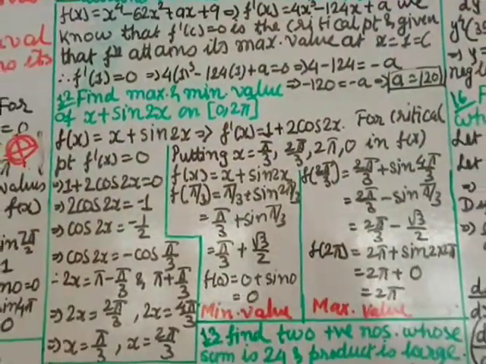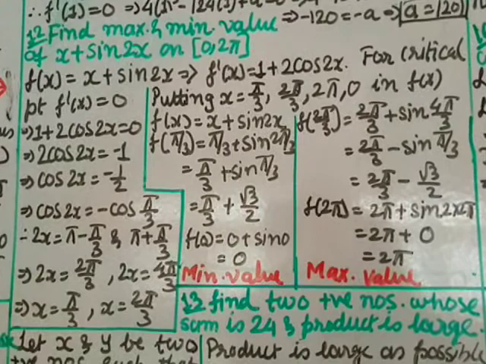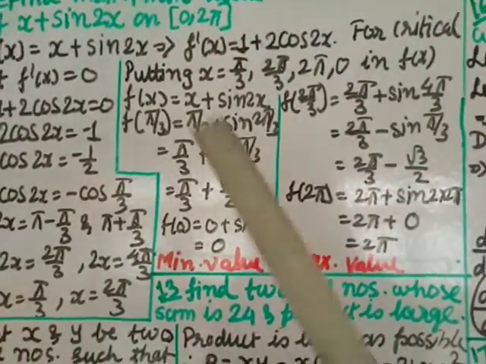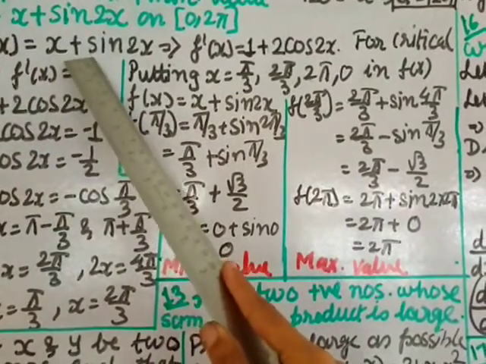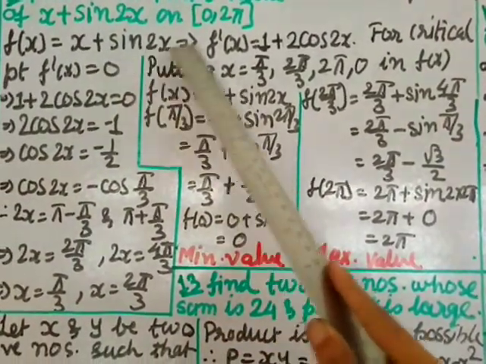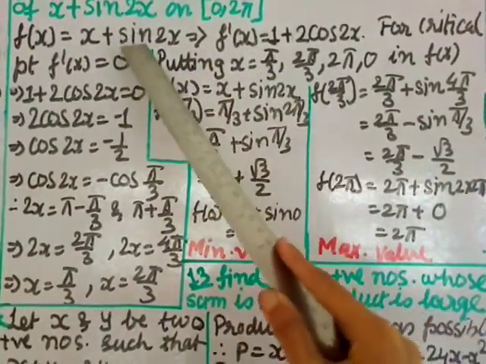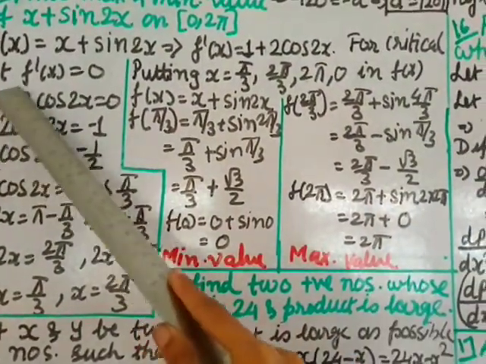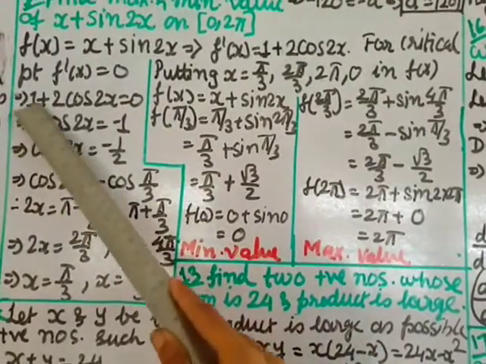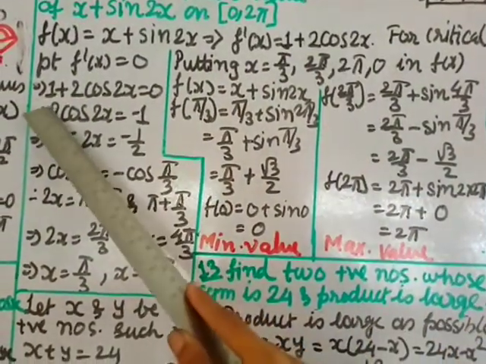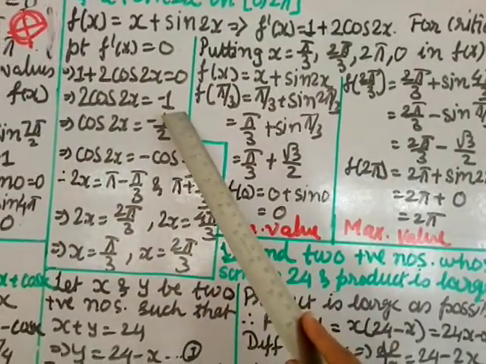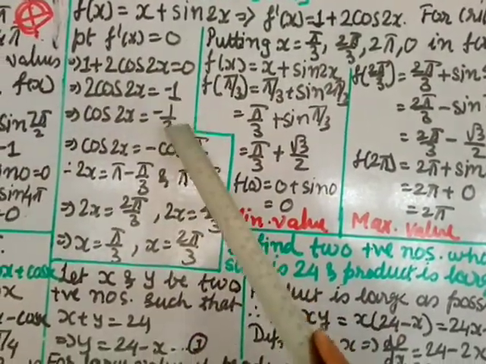Question number 12. Find the maximum and minimum value of x plus sine 2x on 0 to 2 pi. So here f(x) is equal to x plus sine 2x. Differentiate: the derivative of x is 1, the derivative of sine is cos, and the derivative of 2x is 2. Now for a critical point, f dash x has to be 0. So 1 plus 2 cos 2x equal to 0. 1 you transfer here, it becomes minus 1. Transfer the 2, so minus 1 by 2.